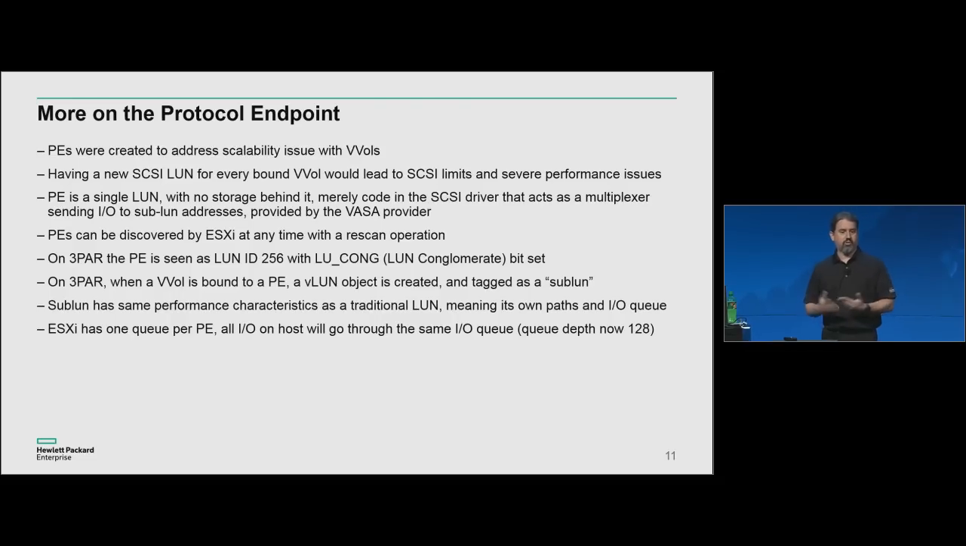When we bind, again, we're creating those sub-LUNs, and just because they're sub-LUNs doesn't mean performance is going to be any different than a traditional LUN. All those LUNs still have their own paths and I/O queue within the array. So there's really no degradation or overhead associated with doing this. The host itself has its traditional single queue per protocol endpoint, and all that I/O on the host goes through that queue. The queue depth was increased because of VVols, because there's a lot more traffic going through that. But we've done testing, and we found a single protocol endpoint to be sufficient to handle all the I/O going through and not become a bottleneck.